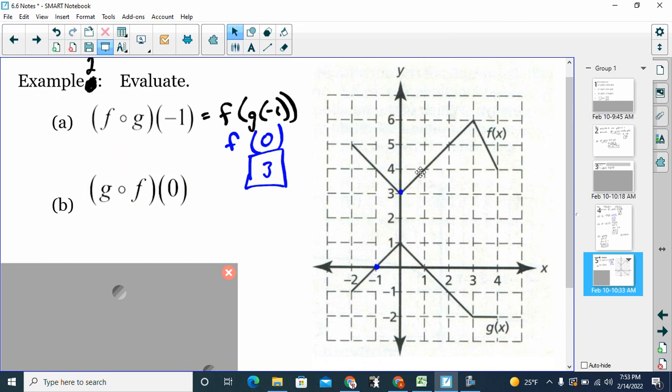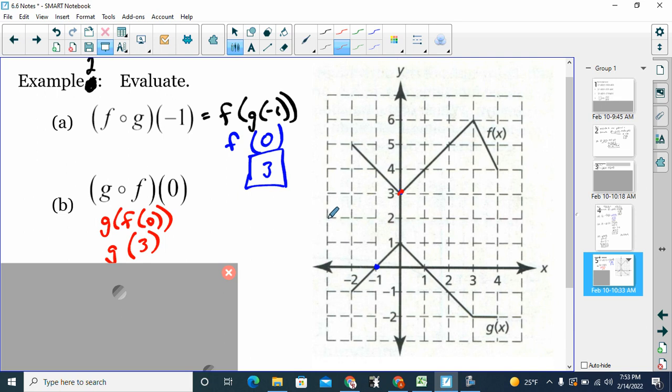Let's do g of f of 0. F of 0, we actually just said was 3. When x is 0, f of x is 3. So I need to evaluate g of 3. G of 3, g of x is right here, which is negative 2.